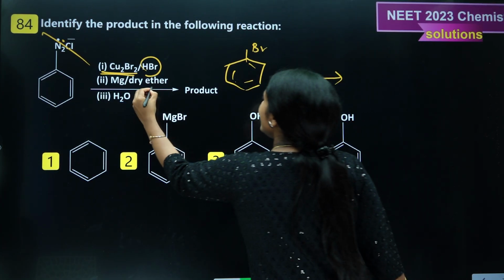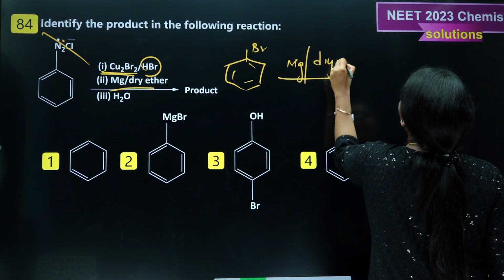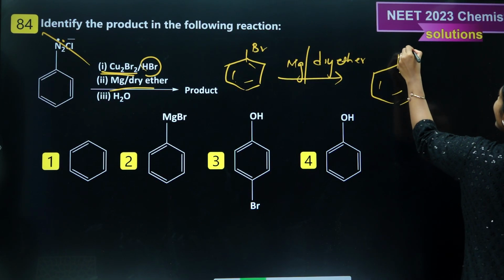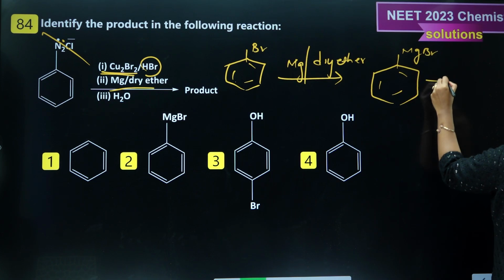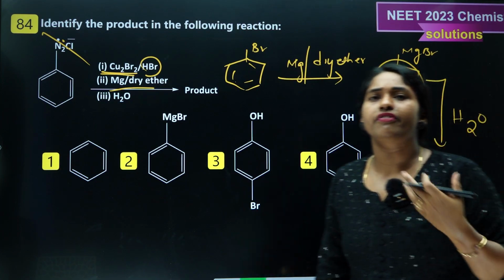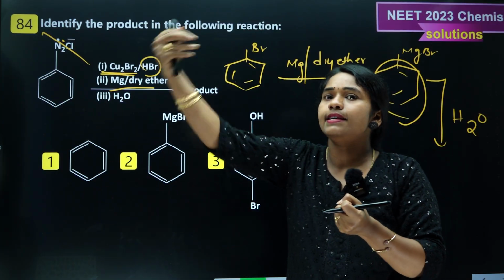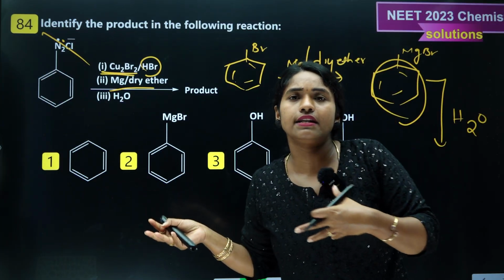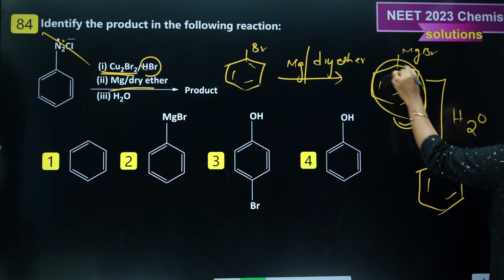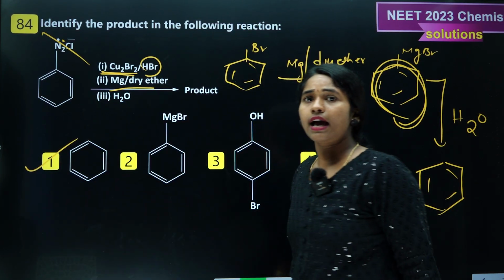See the next one, treat with magnesium over dry ether. Can you tell me what will be formed? Students will be getting Grignard reagent, MgBr. Very good. Now you treat with water. Grignard reagents are a good source of carbanions. So here the benzene ring accepts an H plus ion. It is like an acid base reaction, and it forms benzene. So option number 1 is the correct answer.